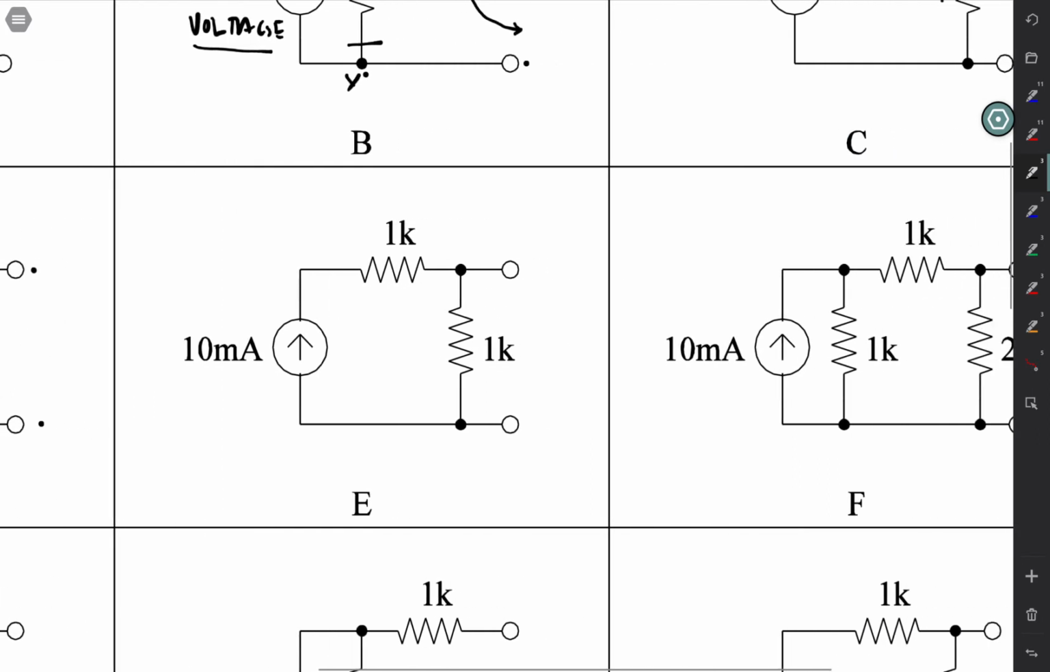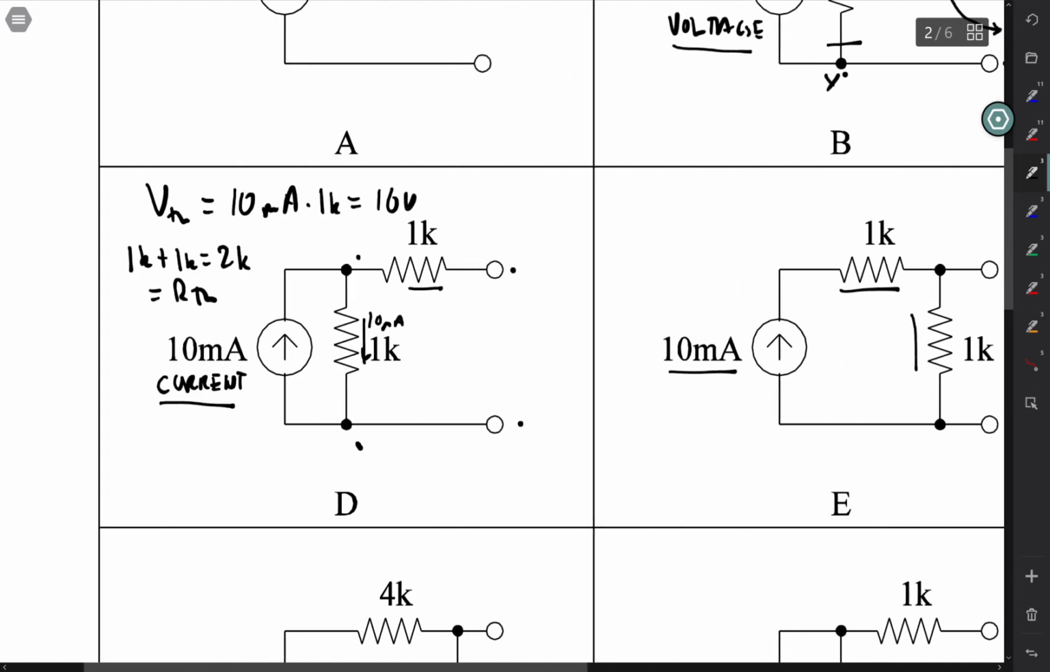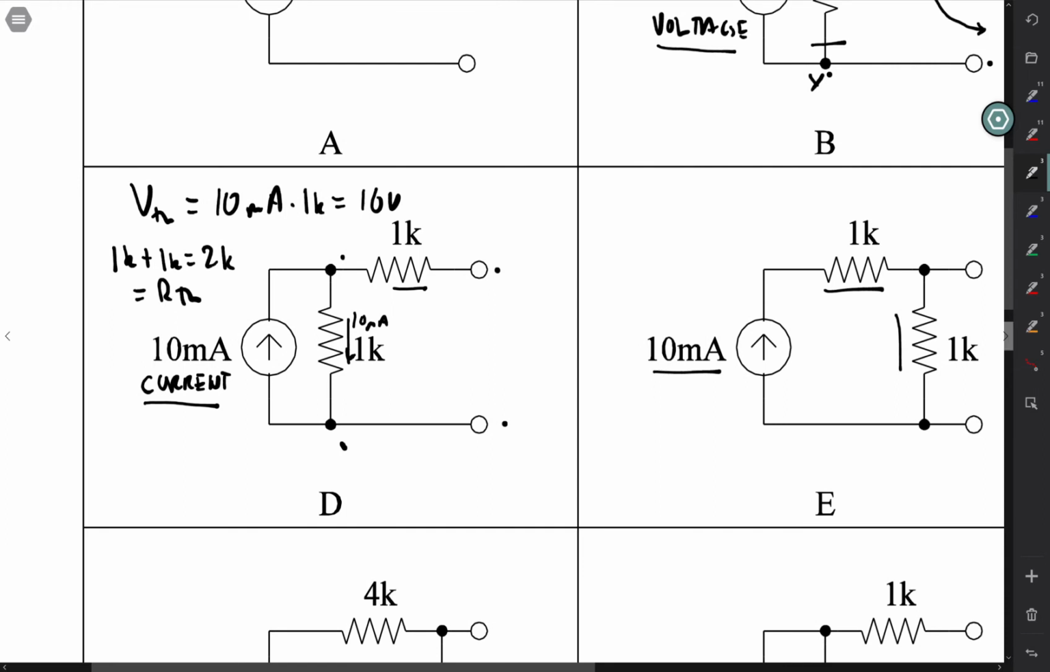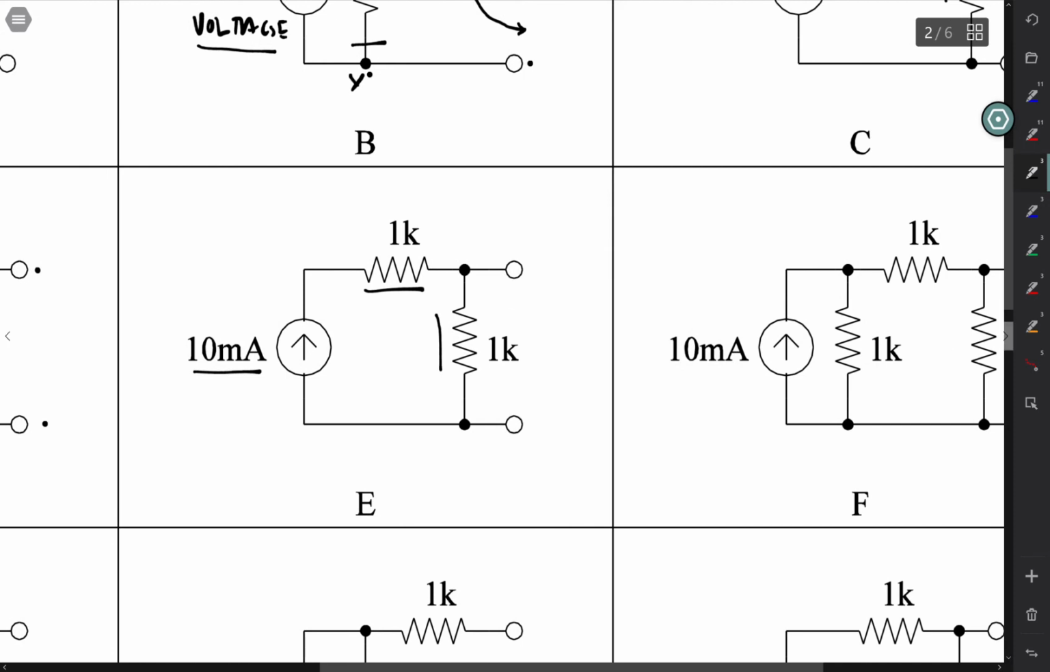Going on to circuit E, we again have a current source. We again have a 1K and a 1K. The main difference is where the 1K is. Here the 1K is right in front of the current source. Here the 1K is out on the output of the circuit.